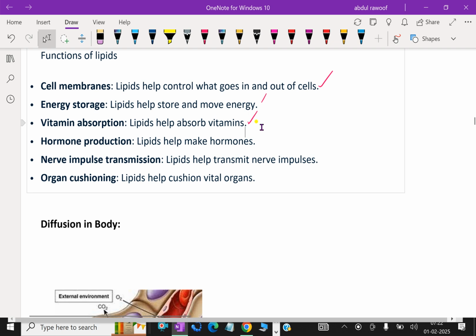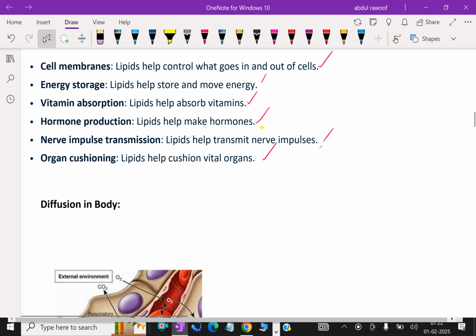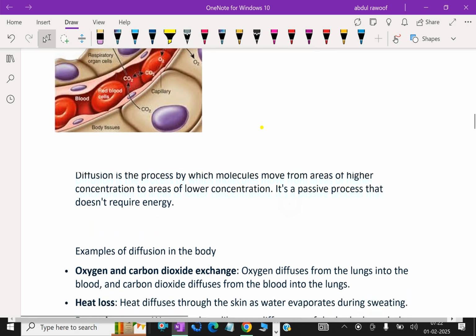Hormone production: lipids help make hormones. Nerve impulse transmission: lipids help transmit nerve impulses. Organ cushioning: lipids help cushion vital organs. Diffusion in the body: let's talk about how chemicals diffuse in the body.